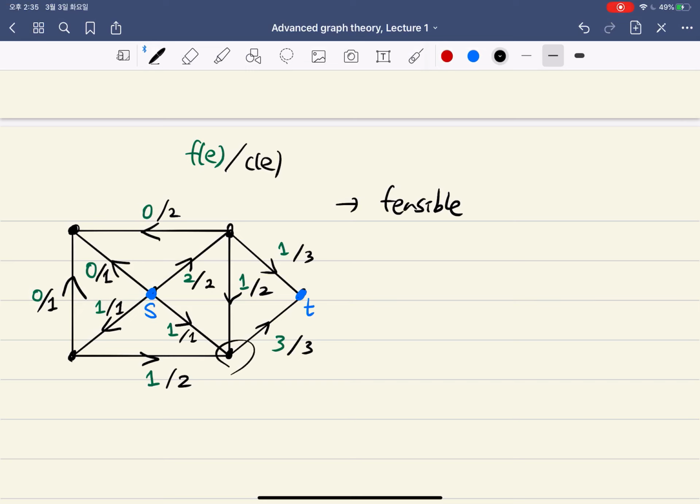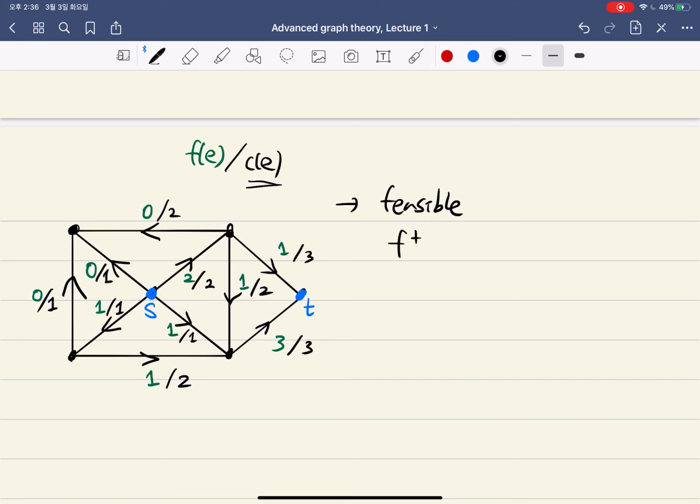And then here, 1, 2, 3. A flow amount of 3 is coming in, and then the flow coming out is also 3, which is the same. For here, you get 2 flows and then you distribute it to 1, 1. So the conservation law is satisfied. And then all the green numbers are smaller than or equal to the capacity, and all of them are non-negative. So this is a feasible flow.